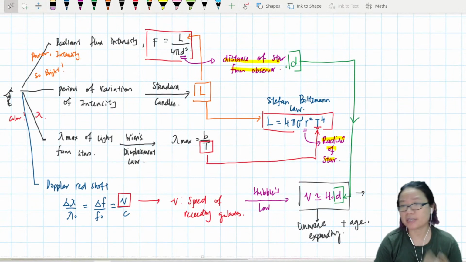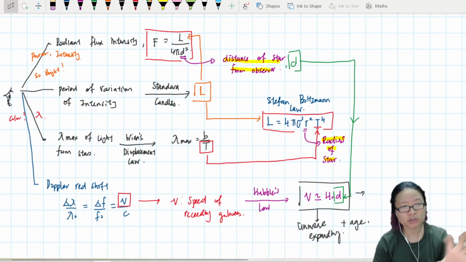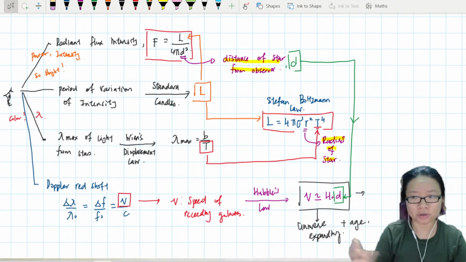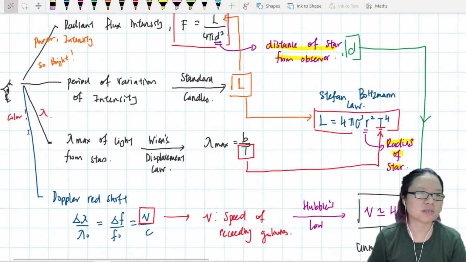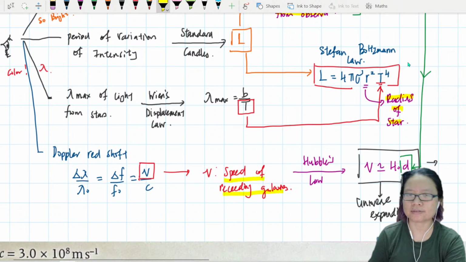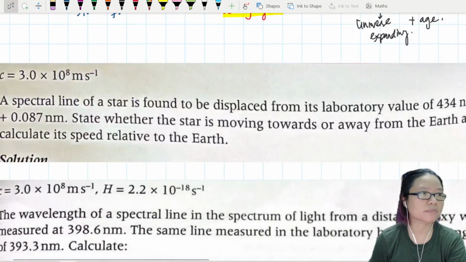And I generally find it helpful for paper 4, especially when physics gets tougher, to always zoom out to double check to make sure that I know what I'm doing. Because the general theme of this chapter is just how do we measure the distance, how do we measure the size, and eventually, how do we measure the speed of the receding galaxies. That's it. All right, let's look at the first one.